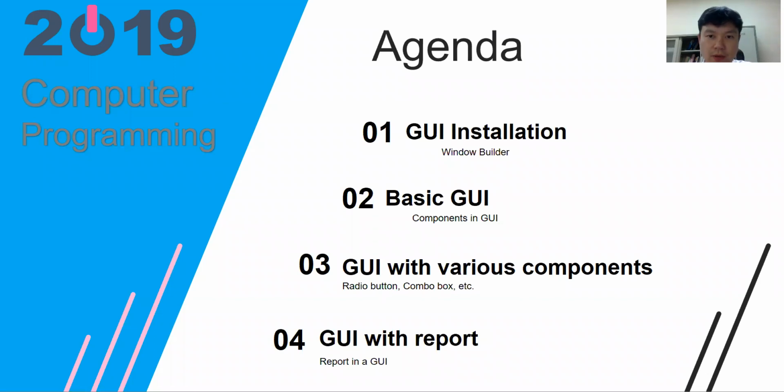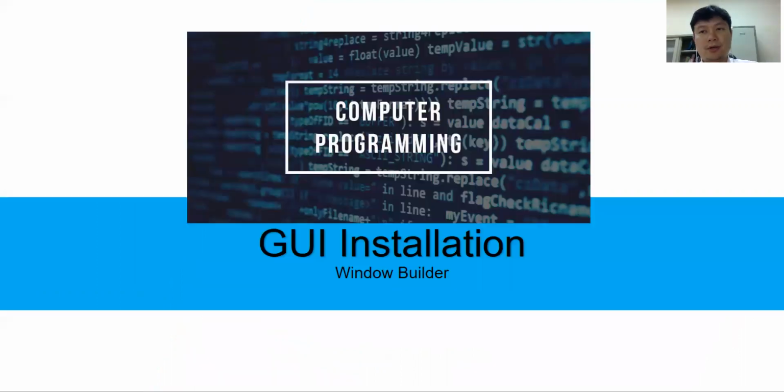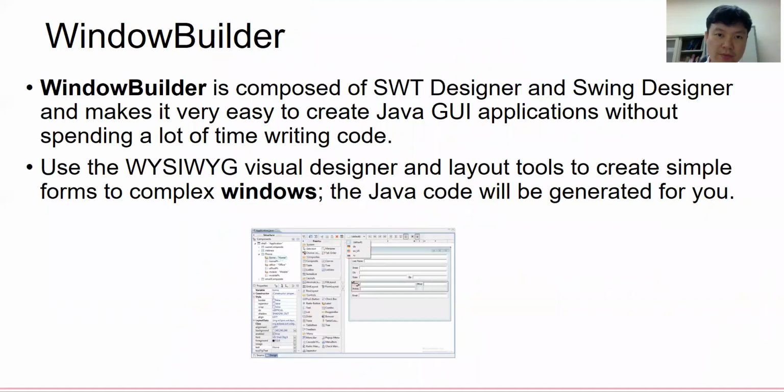So we will study about the GUI installation. At the first stage, we will install the Window Builder. We will learn about the basic GUI, and after that, we will learn about the various components in GUI, and at the final stage, we will learn how to make a report with GUI. So the installation will take place in the Eclipse.